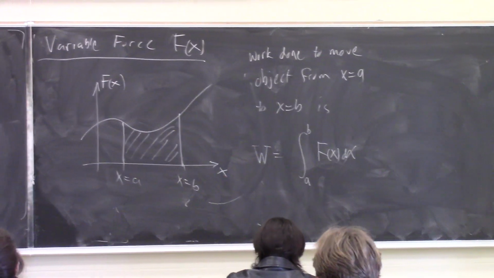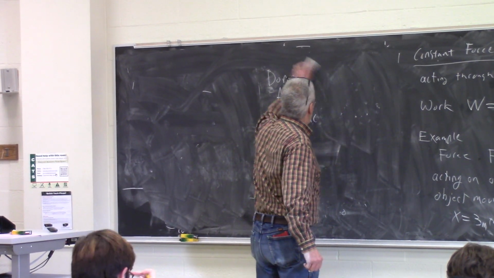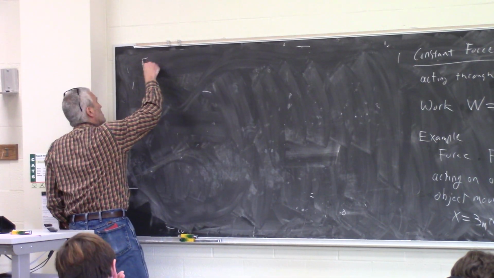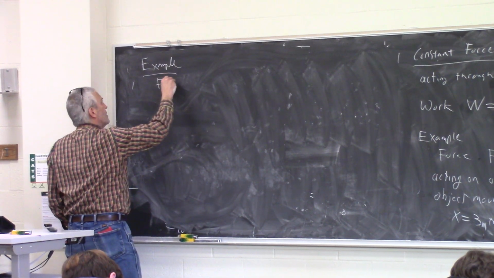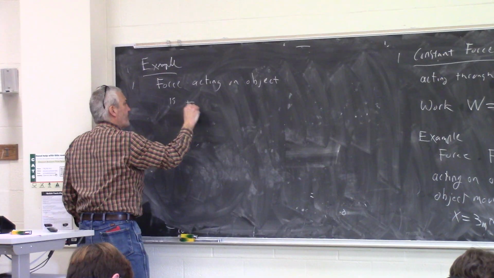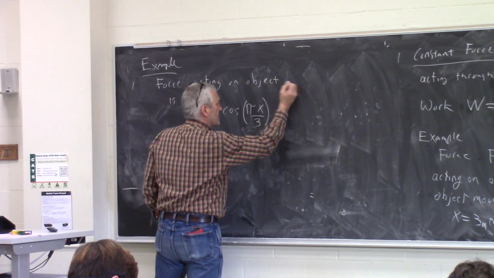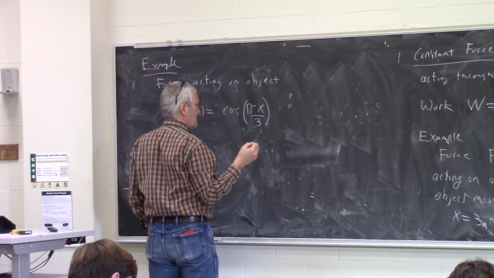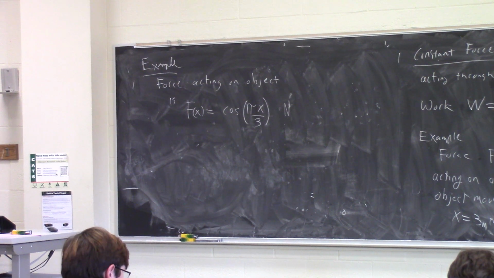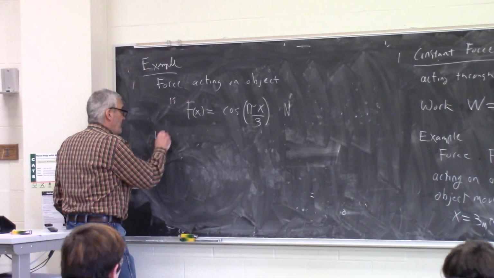Okay, so let's do an example. Force acting on an object is capital F of x equals cosine of pi x over 3 newtons, and it's in the positive x direction, whatever that is. How much work is done on the object?